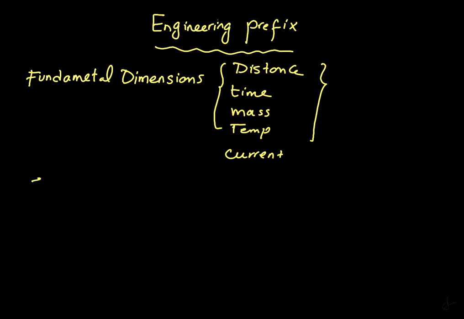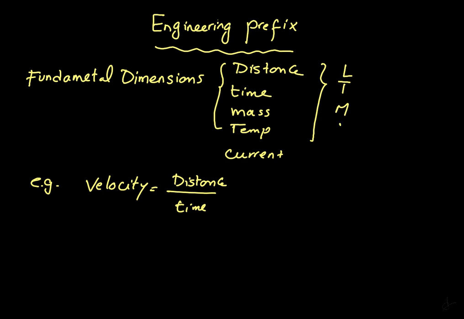So for example, what we discussed before is the velocity, which is simply measuring the distance and dividing that by time, right? And when we express the dimensions, distance takes the letter L, time takes the letter T, mass takes the letter M, temperature takes theta, and the current takes I. Now, if you want to construct the dimension of the velocity, it's going to be L over T, which is going to be in a standard format LT to the minus 1, and so on. This is how we use these fundamental dimensions to construct new ones.